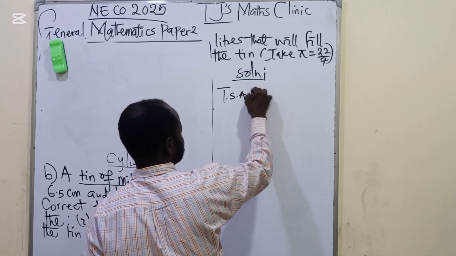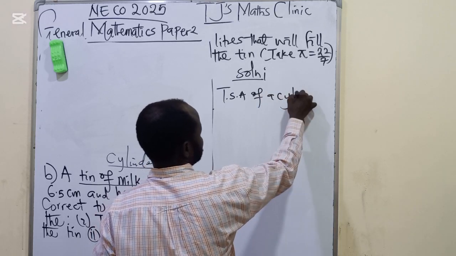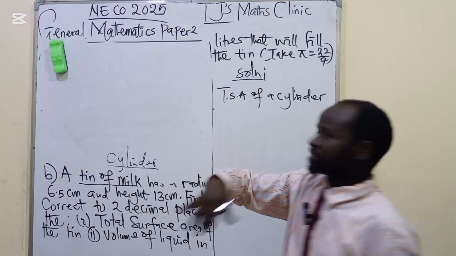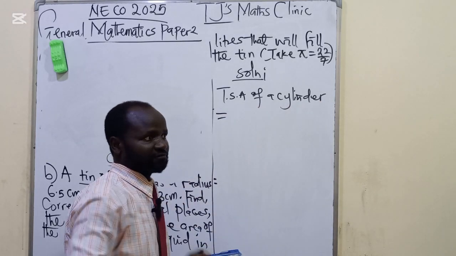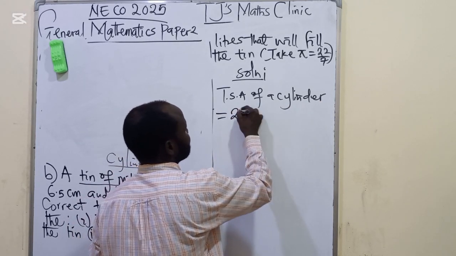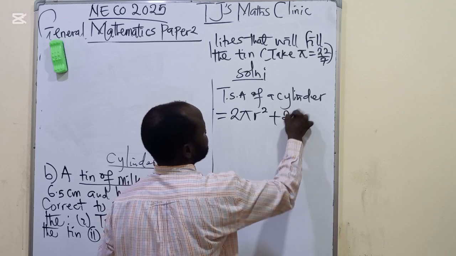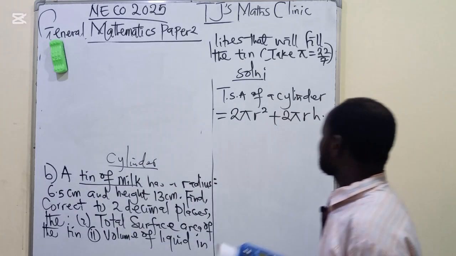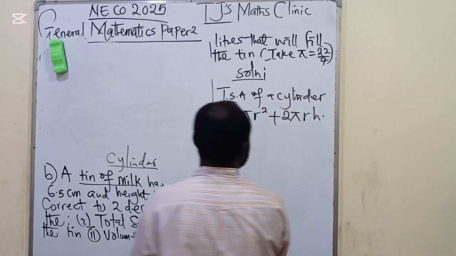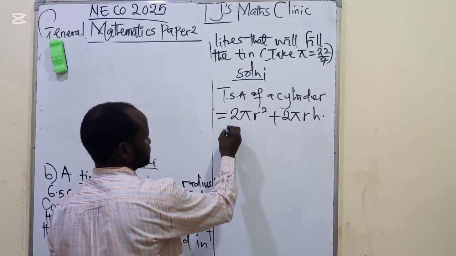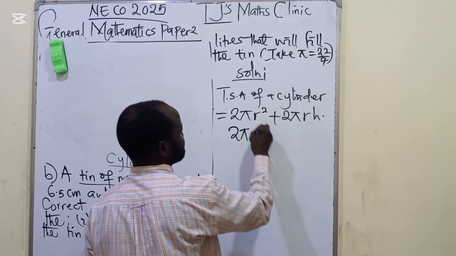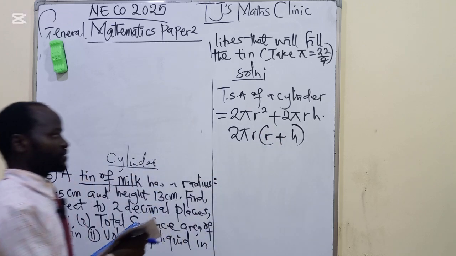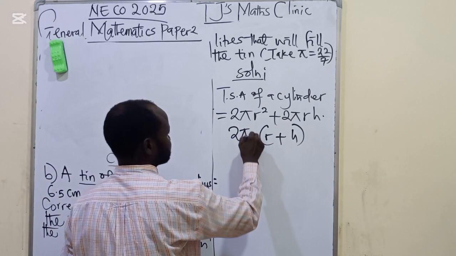TSA of a cylinder, that's the total surface area of a cylinder. Since the question did not say whether it is open at one end or closed at one end, we use the standard formula, which is 2 pi r squared plus 2 pi r h. Of course, if we like, we can factor out 2 pi r. If we factor out 2 pi r, we'll be left with r plus h. So this is the total surface area of a cylinder.